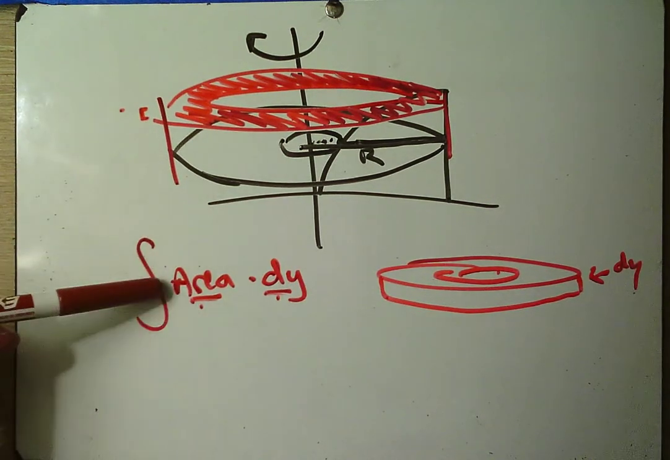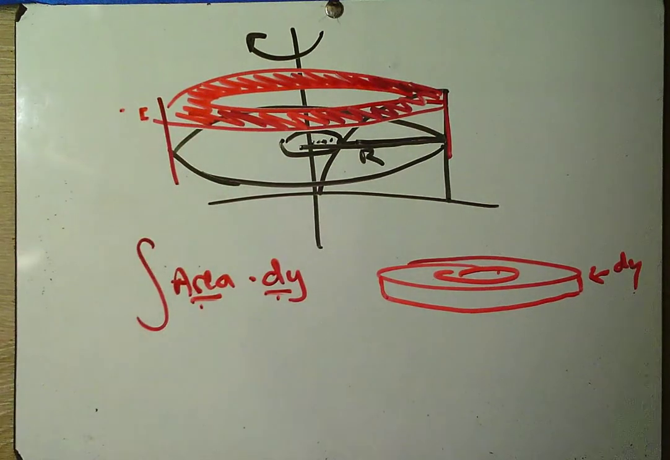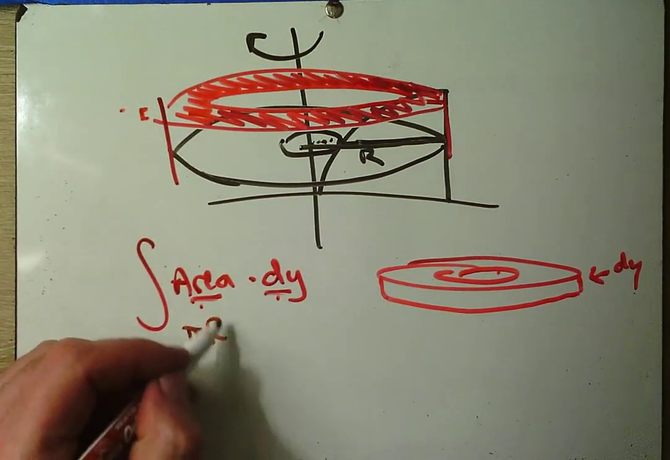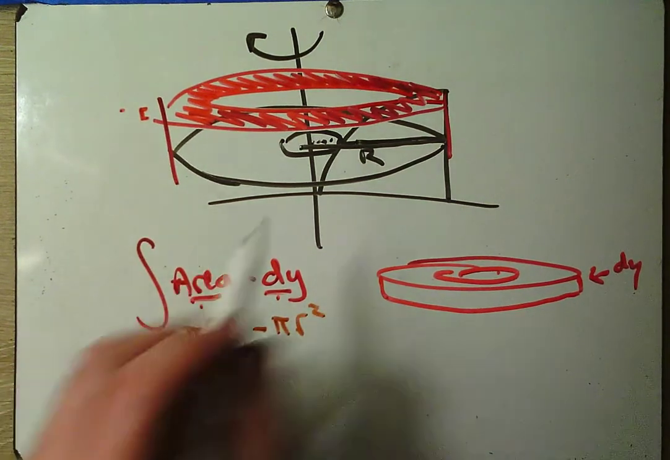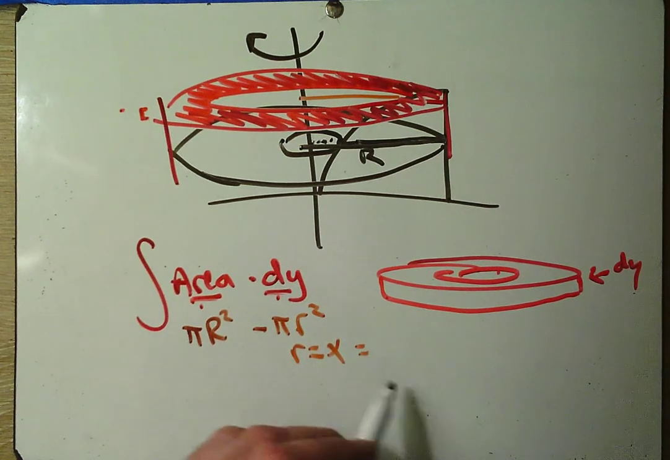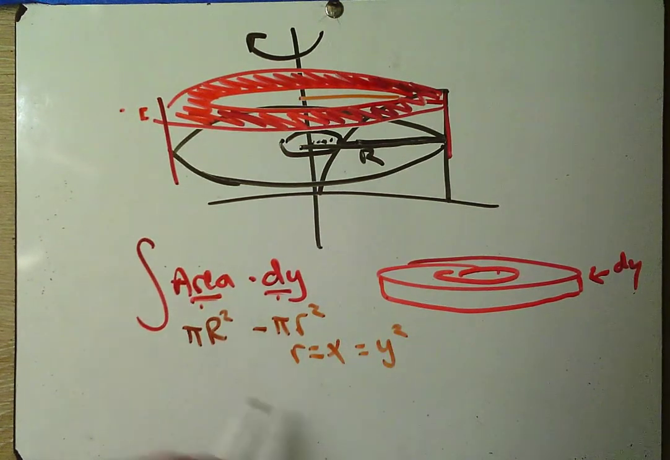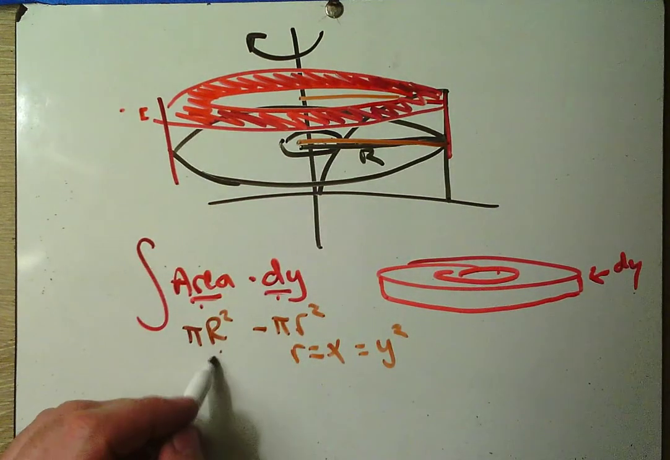So we're integrating area, and the area of this shape we said was pi big R squared minus pi little r squared. In this problem, little r is my x value, which is y squared, and my big R, that's this distance, is a constant 4.